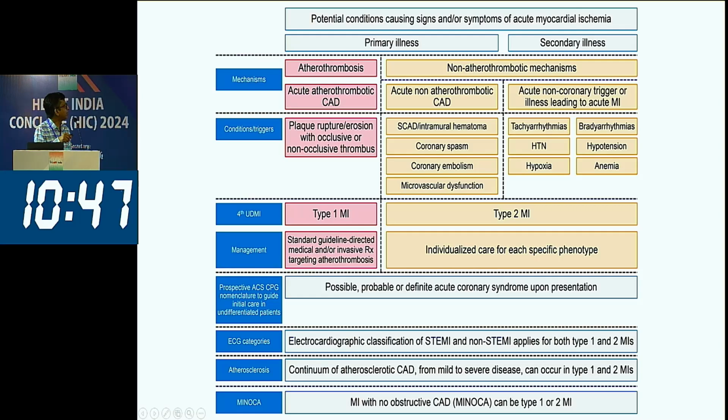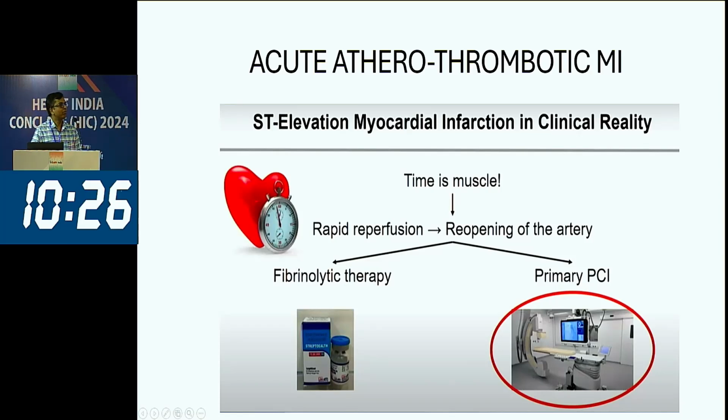Type 1 MI has an atherothrombotic mechanism, where plaque rupture or erosion leads to occlusive thrombus, and it leads to either ST elevation or non-ST elevation MI. There are other MIs also, like MINOCA, where MI is without any obstructive CAD. So what we are going to discuss is basically this one, acute atherothrombotic MI.